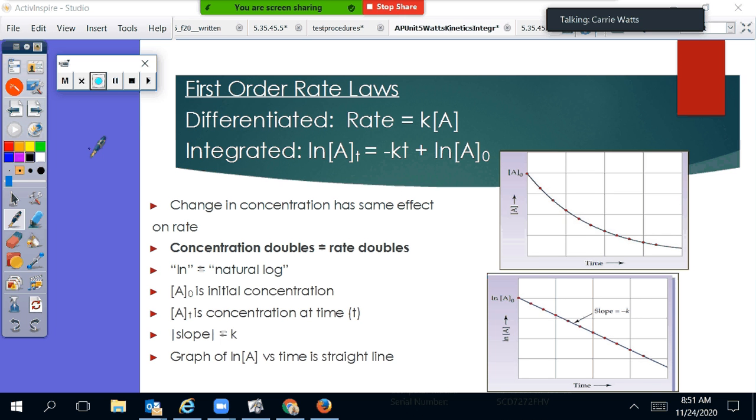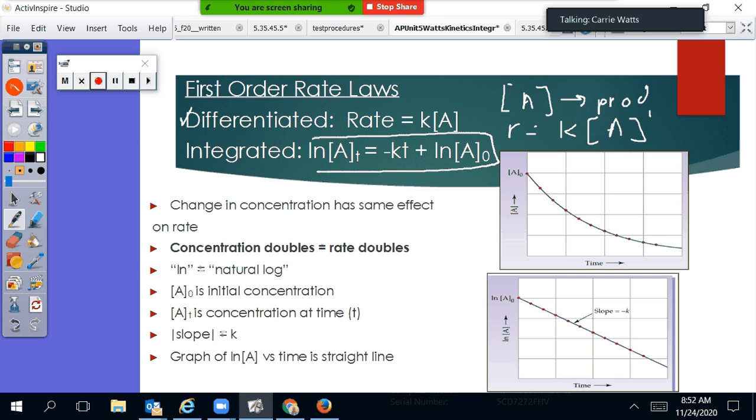So you've got your differentiated equation: your rate equals your K times your A. Remember, we're doing the whole thing with A turns to products. If it's first order, the rate is going to equal K A to the first. That means first order. So that's how you get this first differentiated equation. The integrated one, once you do your little calculus integration, just like I showed you with the last one, this is going to be your integrated equation.